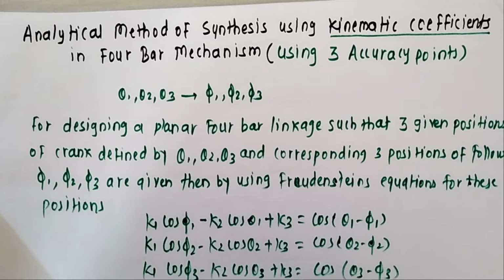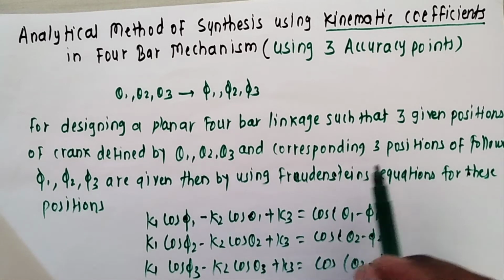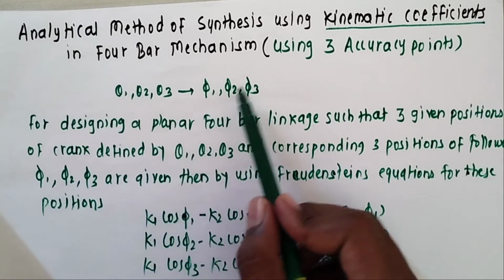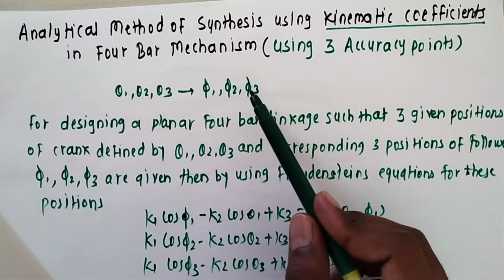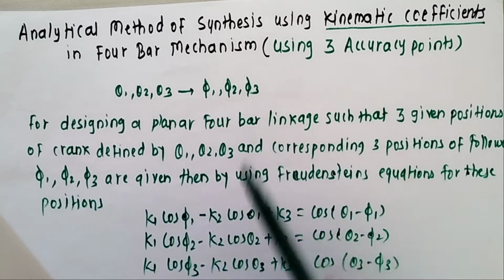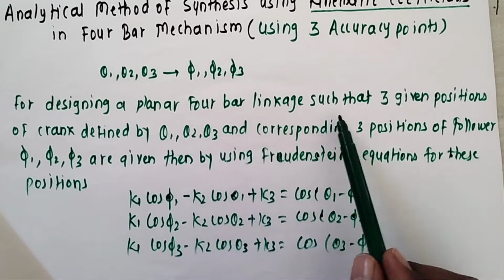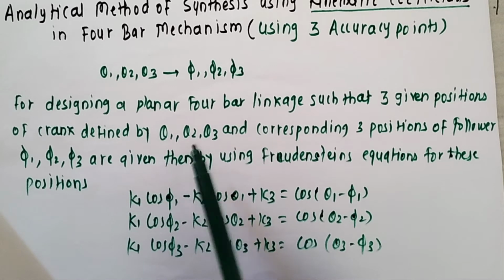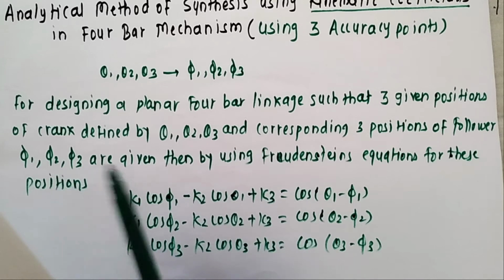In the previous session, we discussed the analytical method of dimensional synthesis using the Freudenstein equation. We know that in this case, for three input angles, we have three corresponding output angles, and we are going to synthesize a mechanism using the Freudenstein equation. Meaning, for designing a planar four-bar linkage, such that three given positions of the crank defined by theta 1, theta 2, theta 3 and the corresponding three positions of the follower, that is phi 1, phi 2, phi 3, are given.